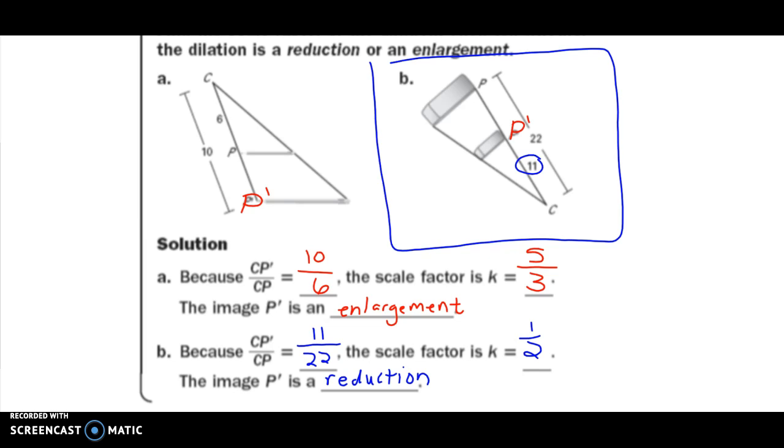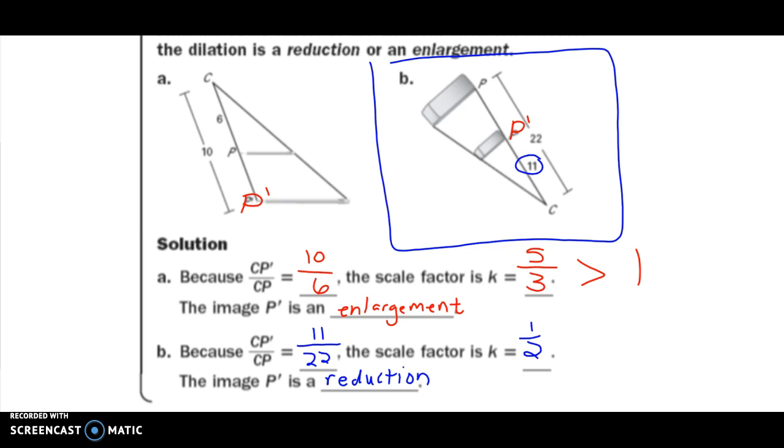Now, the way you find this out, if the scale factor is greater than 1, go ahead and write that in. If the scale factor is greater than 1, it's going to be an enlargement. And that makes sense, because what happens if you multiply a number by 2, or you multiply a number by 10? What's going to happen to it?